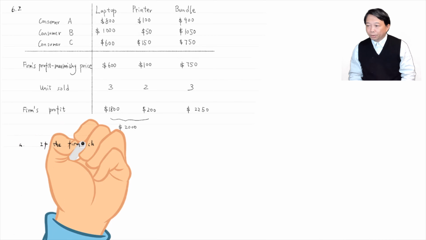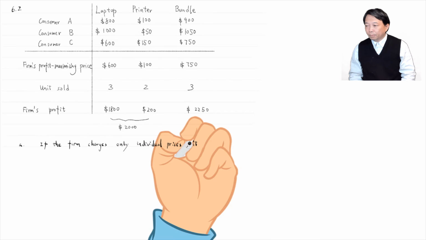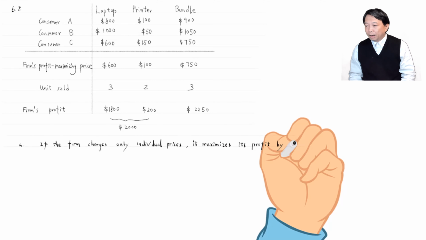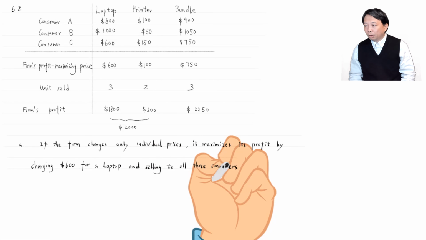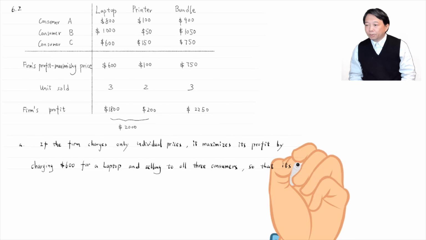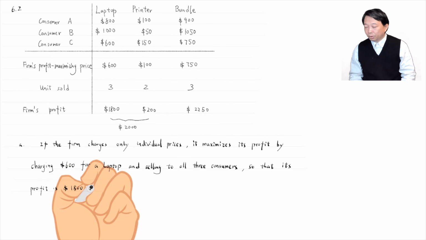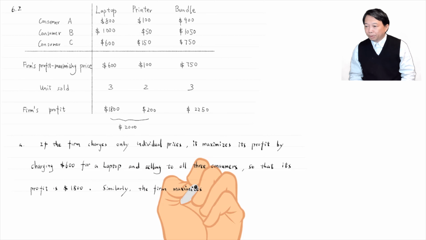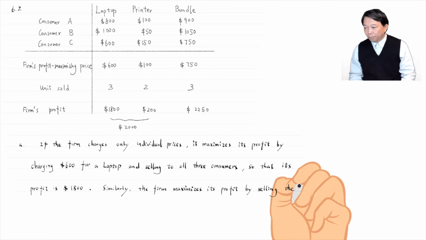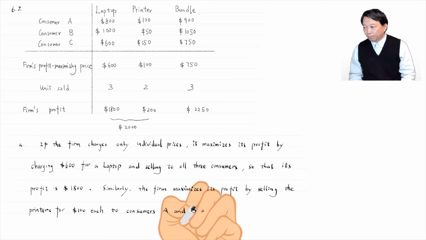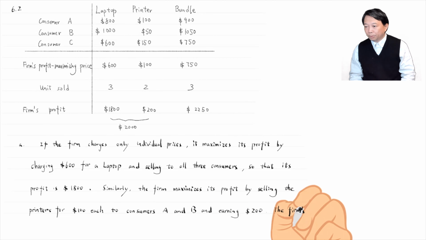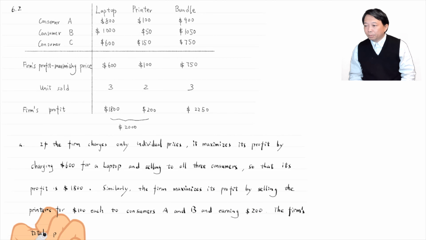If the firm charges only individual prices, it maximizes its profit by charging $600 for a laptop and selling to all 3 consumers, so that its profit is $1,800. Similarly, the firm maximizes its profit by selling the printers for $100 each to consumers A and B, and earning $200. The firm's total profit is $2,000.